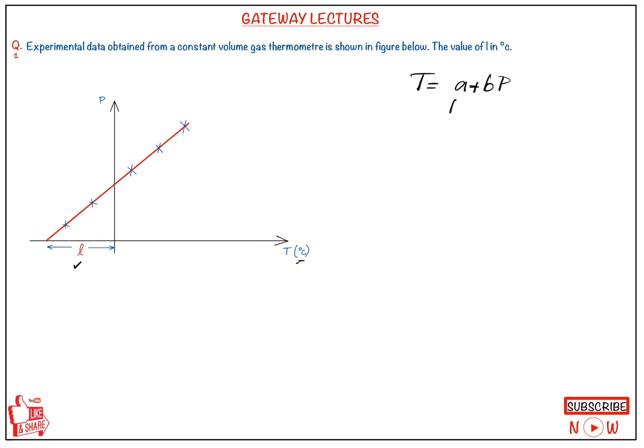If you want to get the value of A, what should be the condition? P should be equal to 0, and this is called an absolute pressure of 0. At absolute pressure of 0, we get the value of T. Also remember, whenever we attain absolute pressure 0, it is said that we have attained absolute 0 Kelvin. But absolute 0 Kelvin is not actually possible.